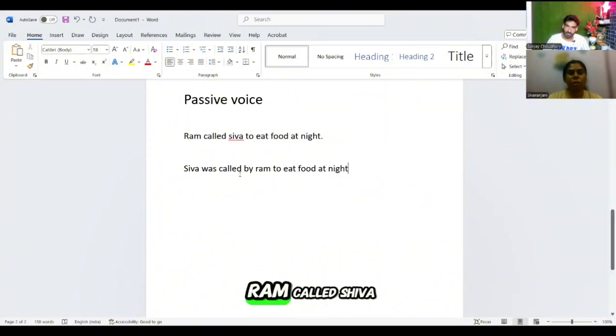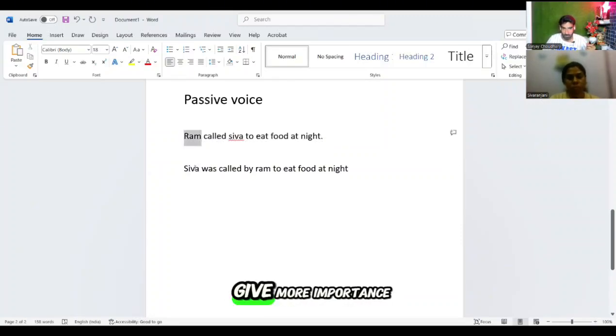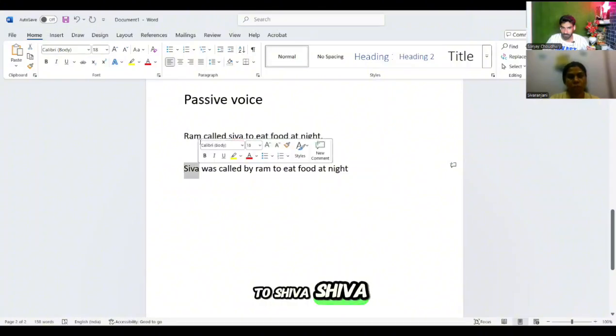Okay, the same thing. Ram called Shiva and Shiva was called by Ram are the same thing. The meaning will not change. It will have the same words, same vocabulary. Only we are changing the priority. When we say Ram called Shiva, here Ram is the boss, the one who's very important. We give entire focus to Ram. But when you say Shiva was called, anybody can call, but who was called? Who's the person who was being called? That's Shiva. Now in the first sentence, we give more importance to Ram, and here we give more importance to Shiva.